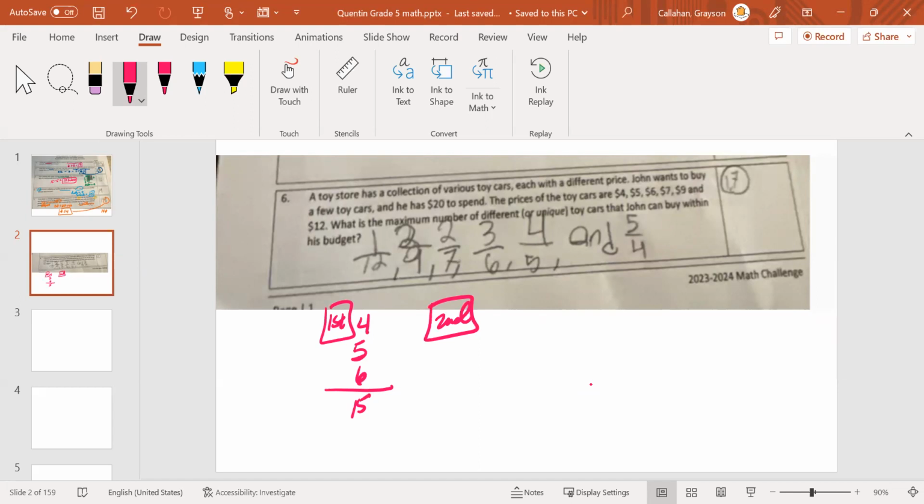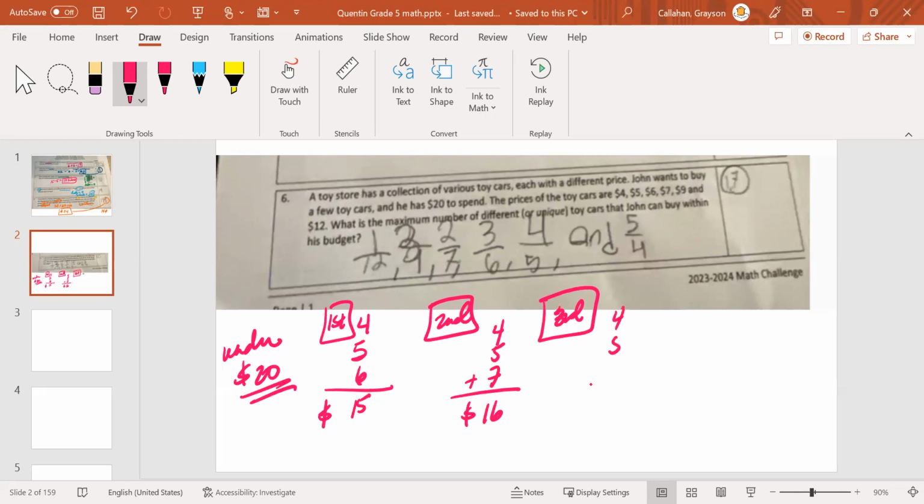Second option, you could do a 4, 5, and 7, because when you add it together, it gives you a what? $16. That's still, it needs to be under how much? 20. Is it under so far? Yeah. So let's start with a 4. 4, 5. Can he do 4, 5, and 9? How much is that? That could be 1.